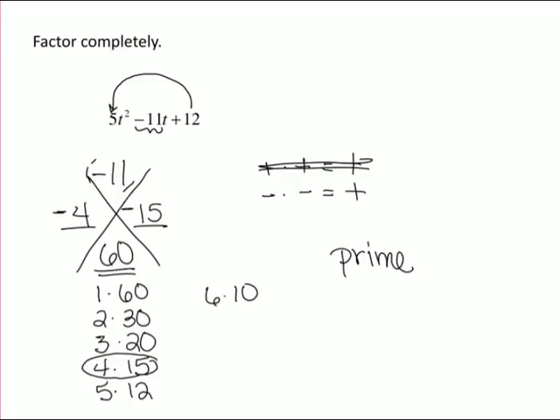trinomial is prime. So again, you have to look through all the factors, but if you can't find a factor that's going to work, and be careful with the signs, then your trinomial is just going to be prime.